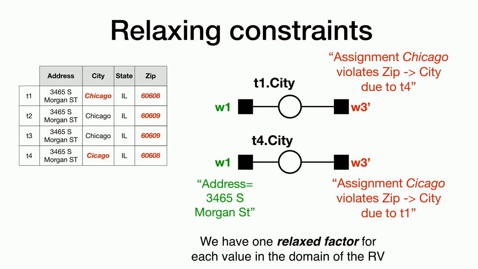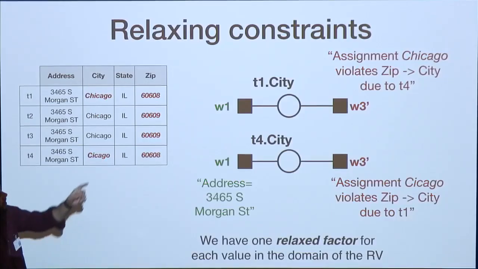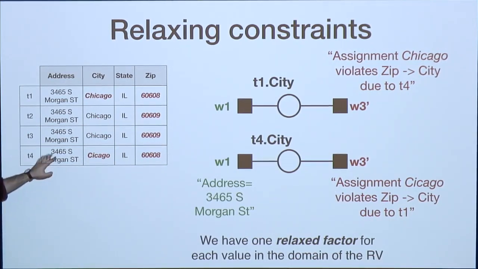So how do I break this? Remember, I assume that the initial table is the correct one, and I just convert these global constraints to local constraints. So I will assume that the assignment for the city for tuple 1 should not violate the assignment of another tuple, the actual initial value of that other tuple.